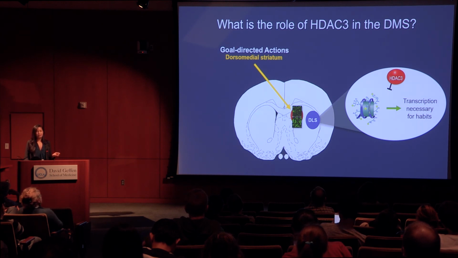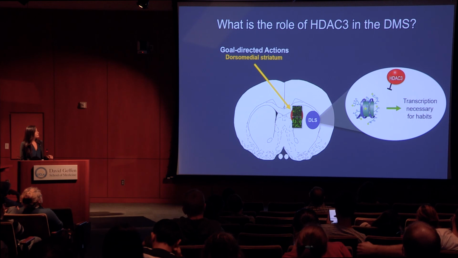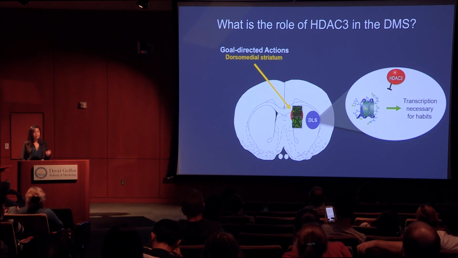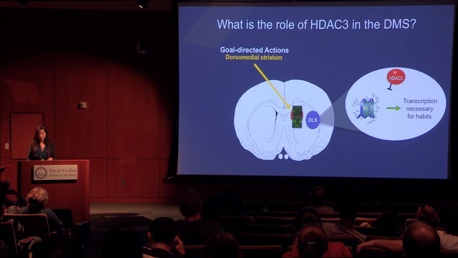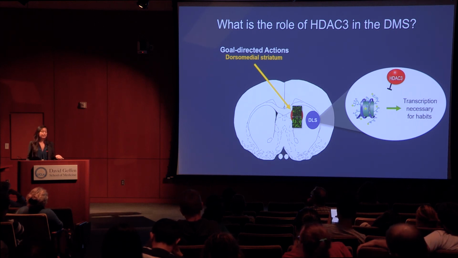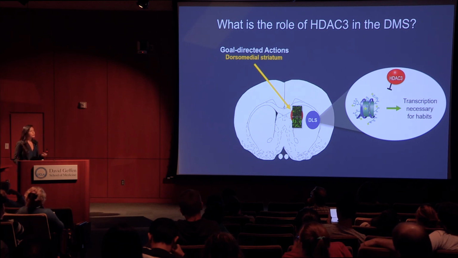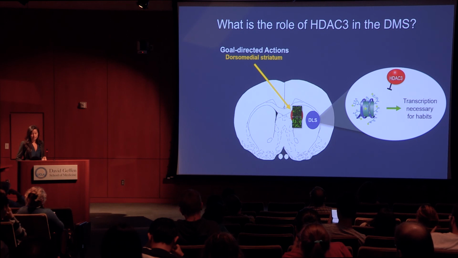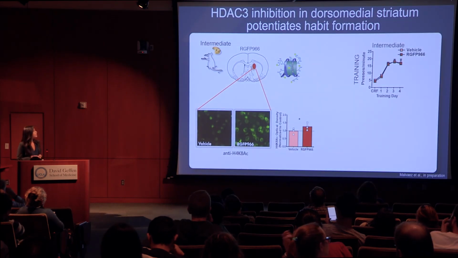But remember, we also saw changes in the dorsal medial striatum. But the dorsal medial striatum is canonically ascribed to goal-directed actions. And so what we wanted to do was see, if we manipulate these exact same mechanisms in the dorsal medial striatum, what would happen to behavior. And so this was actually surprising.